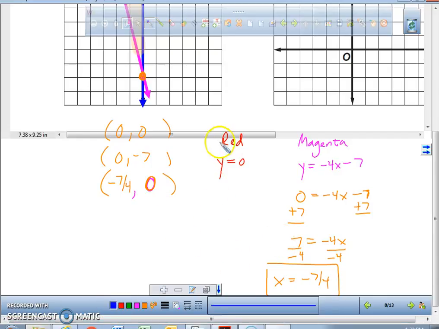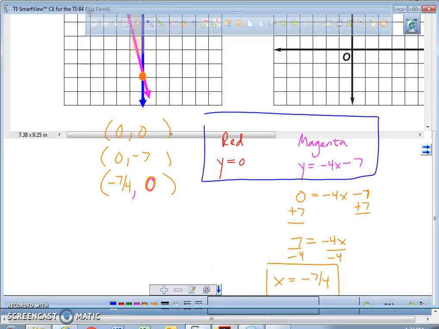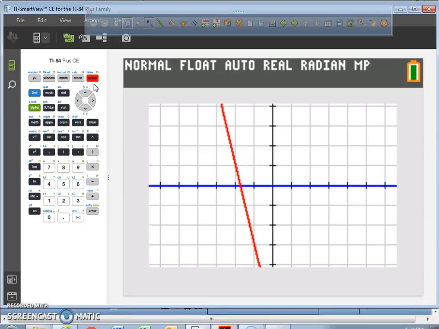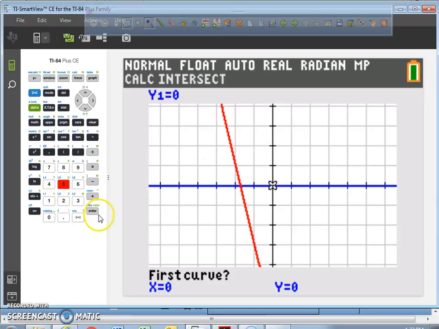But if you wanted to use the graphing calculator, you can actually type these into the graphing calculators and find the point of intersection. So we're going to do that real quick, okay? I'm going to go y equals, I'm going to clear this out. I'm going to hit y equals 0 and y equals negative 4x minus 7. I'm going to hit graph. There's my first graph, there's my second graph. All right, and here are the steps to remember how to find the point of intersection. You guys remember? Second, trace. Number 5, and press enter 3 times. 1, 2, 3. There it is.